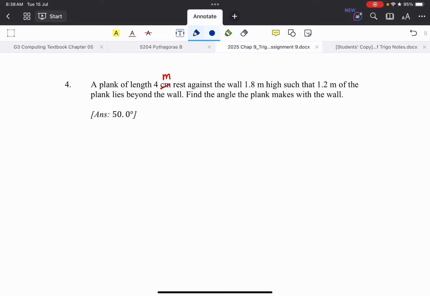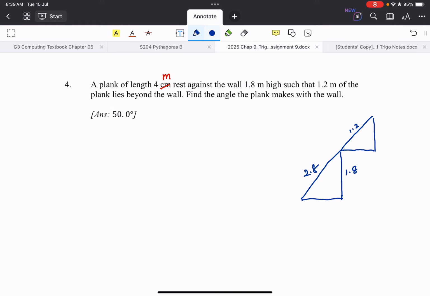So this is what we have. One good practice is to do a quick sketch of the diagram. So if I have a wall that's 1.8, then I have a plank that's going over, and this plank is 4 meters, and this portion here is 1.2. Let me just clean up the diagram a bit. Which means this portion here will be 4 minus 1.2, which gives us 2.8. So this is how the diagram looks if we draw it out.